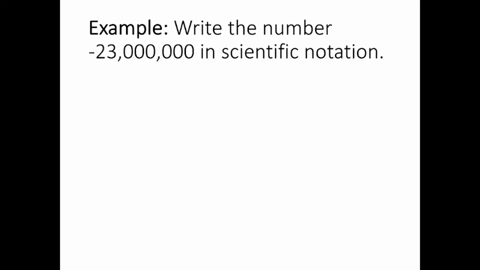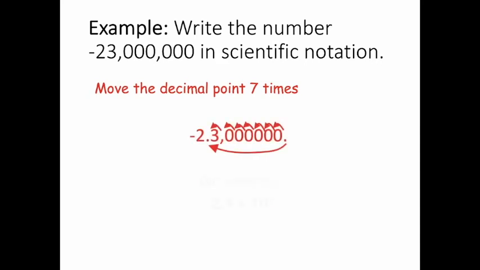Here's another example. Write the number negative 23 million in scientific notation. First thing we're going to do is move the decimal point to the left 7 times. Our answer is negative 2.3 times 10 to the 7th. We need to remember to keep the negative.